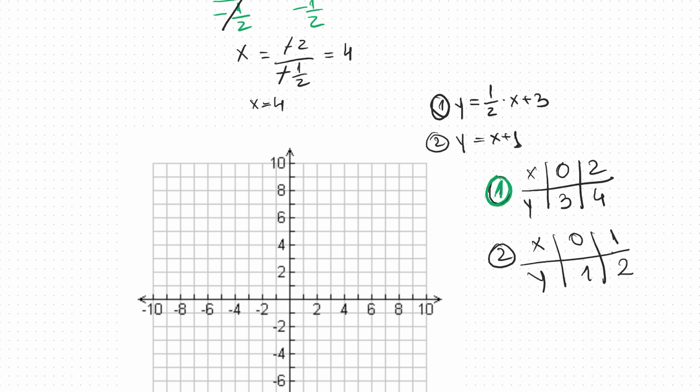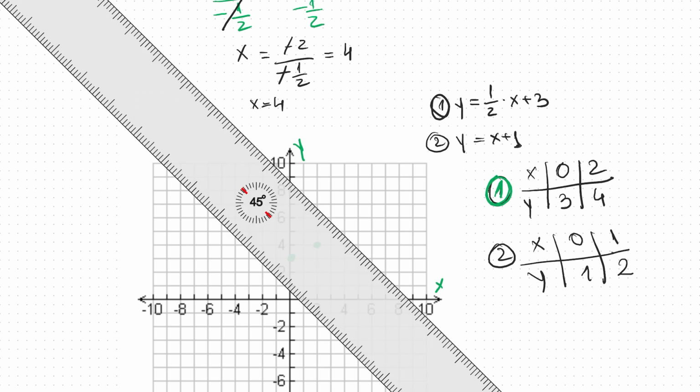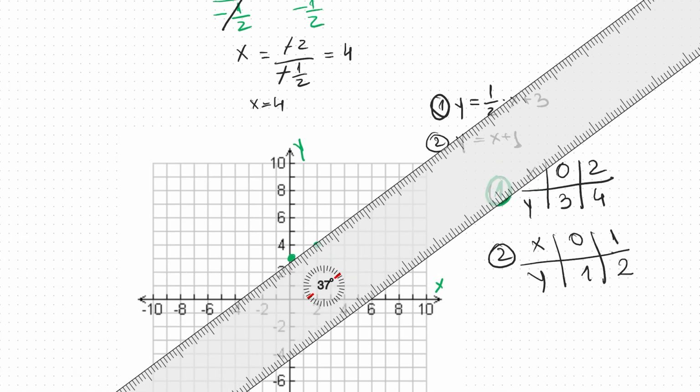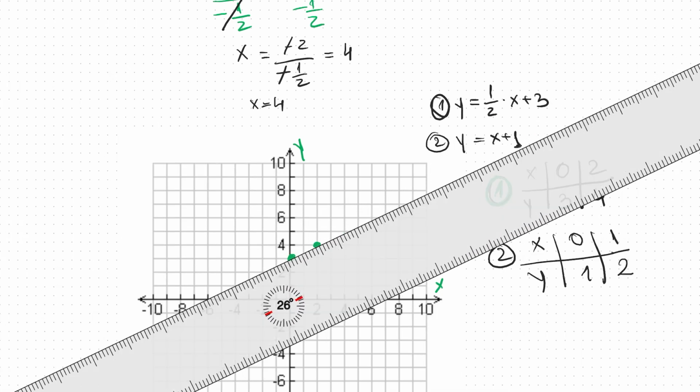X is 0, y is 3, so this is the x-axis, this is the y-axis, x is 0, y is 3, so this is where our first one is going to be. And x is 2, y is 4, this is where our second one is going to be. Now what I need to do is draw a line in between these 2 points, and I'm going to take out my line and draw it.